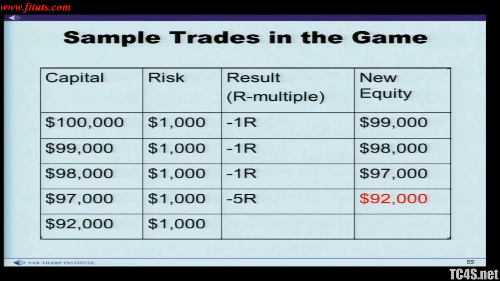And now you're going, this is a stupid game. I don't like it at all. And then on the fifth one, you get a 10R. And despite the fact that you've had 4 losses in a row, including a 5R, you're still up by $2,000.